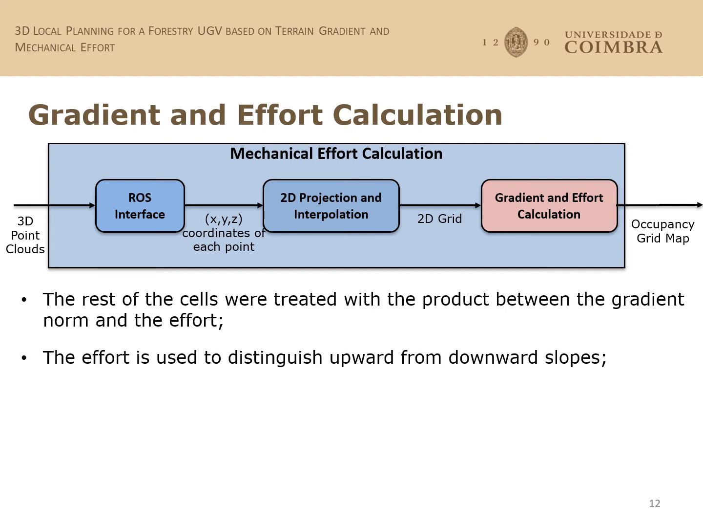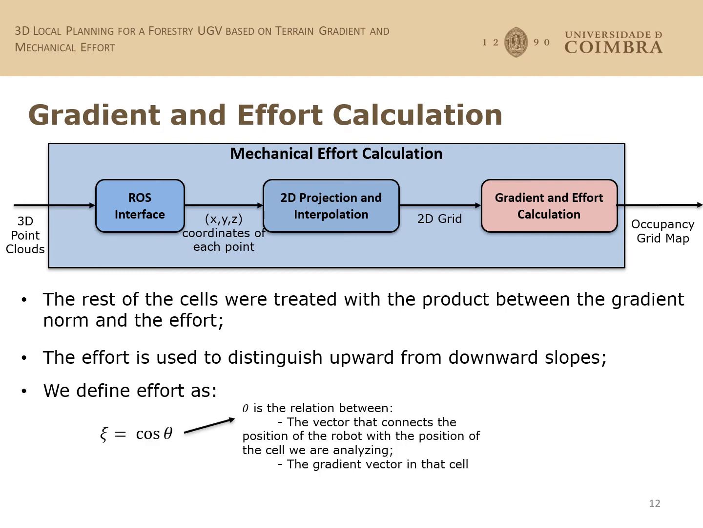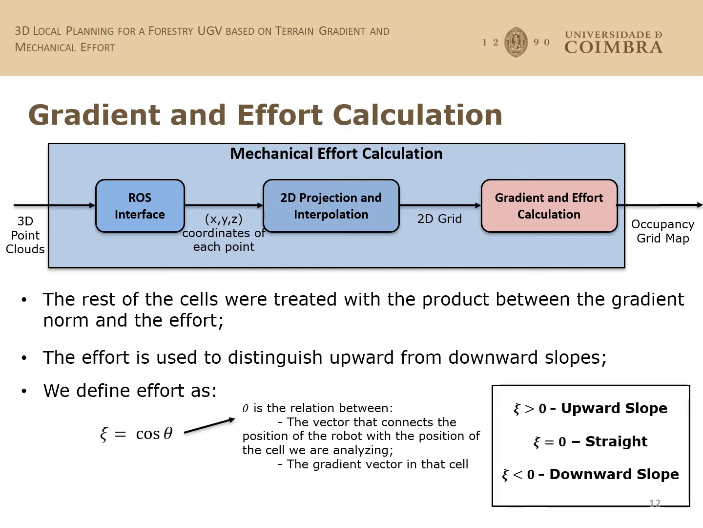The effort is used to distinguish upward from downward slopes and is defined as the cosine of theta. Theta is a relation between the vector that connects the position of the robot with the position of the cell we are analyzing and the gradient vector in that cell. In the end, if the effort is above zero, we are facing an upward slope. If effort is equal to zero, we are on a flat terrain, and if effort is lower than zero, we are facing a downward slope.